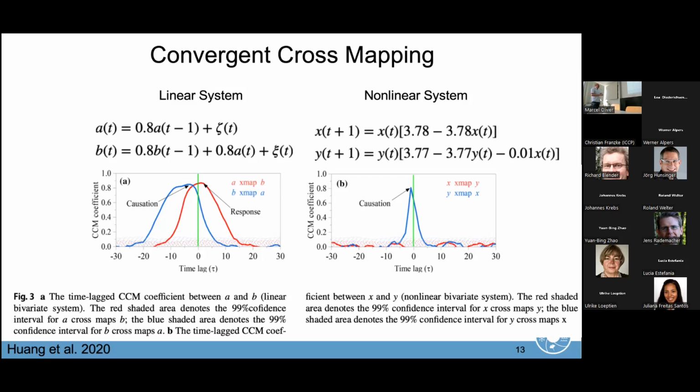That also indicates something like the lag relationship between those responses, and you can also see that the causation is the blue line, so B cross map A, so A causes B as it should be, and the red line would be the response, because here the maxima would be at a positive lag, and if it's the cause, the maximum should be at the negative. And in the nonlinear system, we also see this causal relationship with the maxima at negative lags.